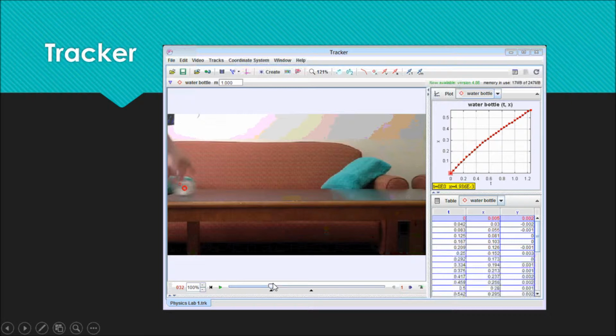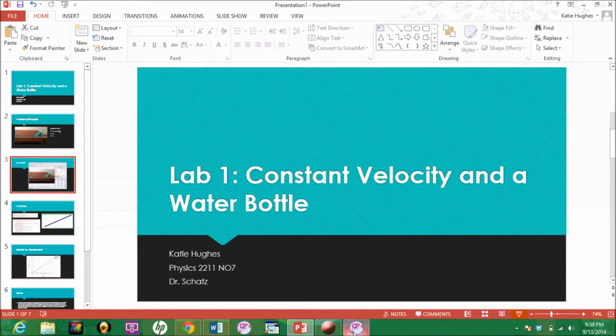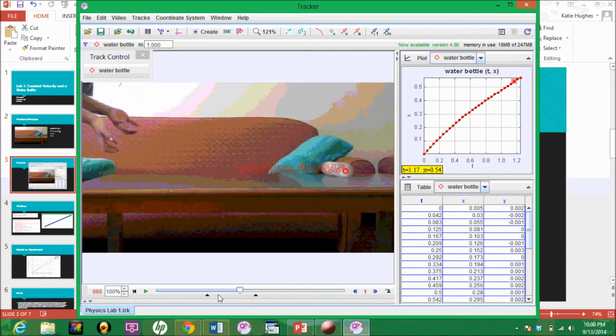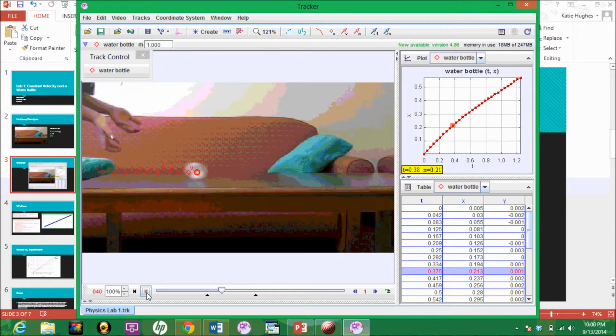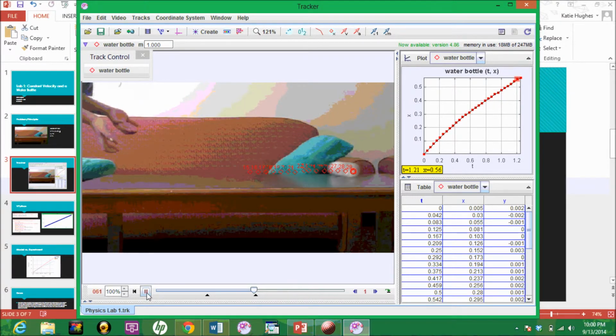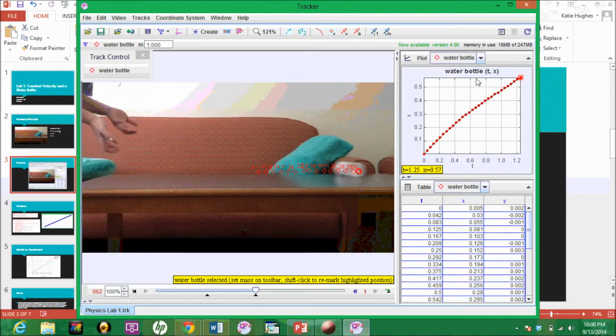After shortening the time interval, the center of the mass of the bottle was tracked across the screen to record the coordinates of the bottle. Here we can see the bottle moving in Tracker as the center of mass is recorded across the screen. And here we can see the graph of the data that was collected.